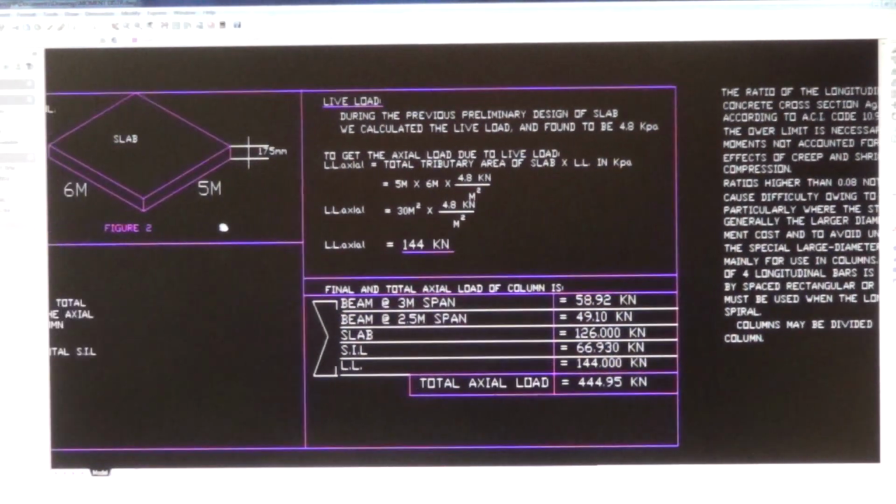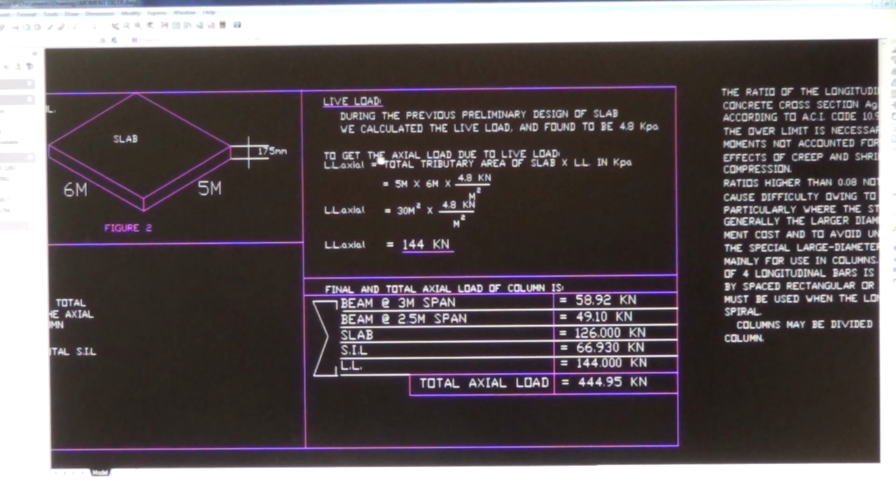Live load. During the preliminary design of slab, we calculated the live load and found it to be 4.8 kPa. If you want to know how to get and calculate this 4.8 kPa, you can watch the previous video about preliminary design of slab. All the calculation is there. You have to watch that for the live load.